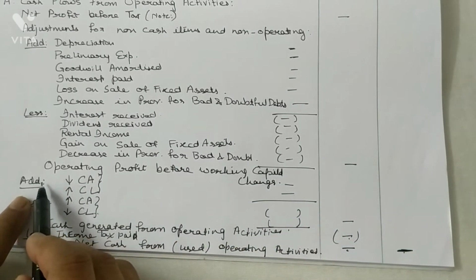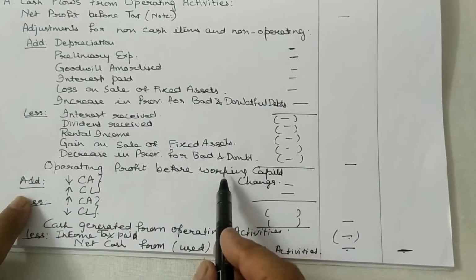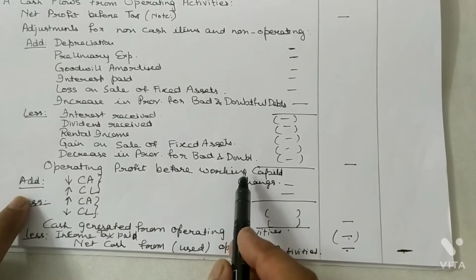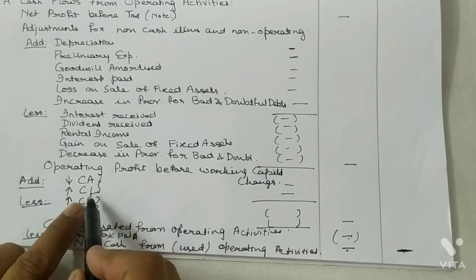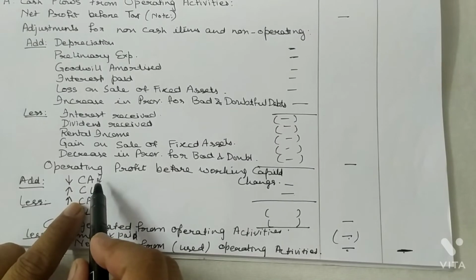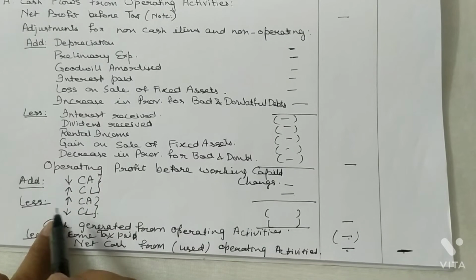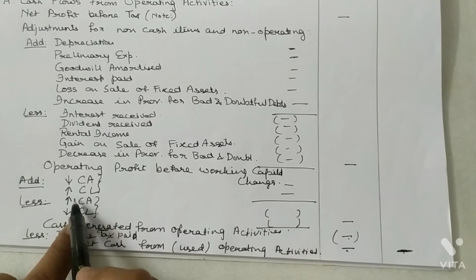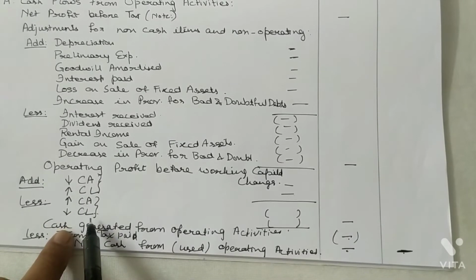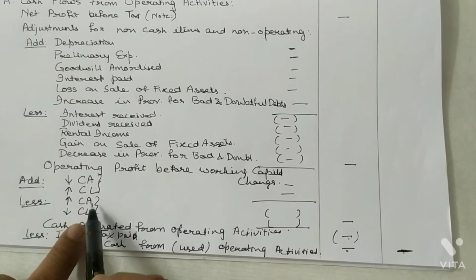Write it here. Then working capital consists of current assets and current liabilities. Now you have to take current assets and current liabilities. Increase in current assets and decrease in current liabilities is a loss. Loss should be added back to operating profit. Less: decrease in current assets, increase in current liabilities. Both are profits.